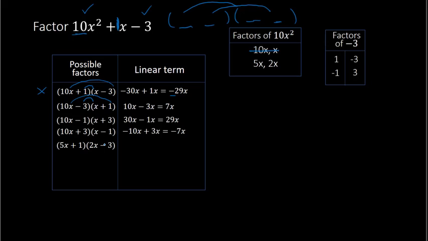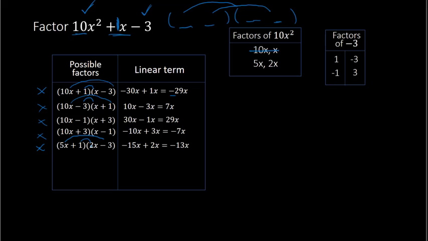So trying the 1 and negative 3, first of all, we know the first term and the last term will be taken care of. The question is if we'll get back out the 1x. So to check that, we can do the inner, 1 times 2x, and then the outer, 5x times negative 3. If you add those together, the negative 15x plus 2x, that would be negative 13x, which does not work.